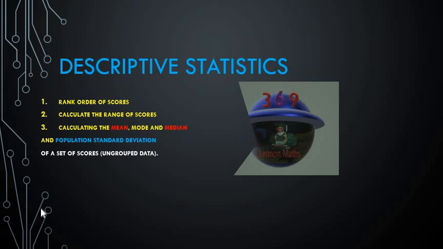Today we'll be looking at descriptive statistics: rank order of scores, the range of scores, mean, mode, median, and population standard deviation of a set of scores will be the topics or subtopics that we'll be dealing with.